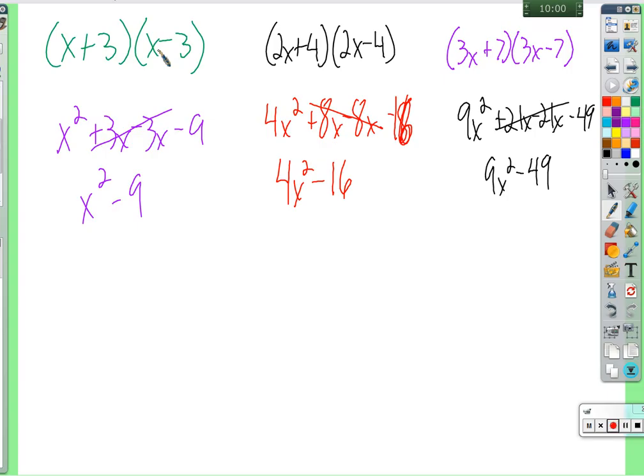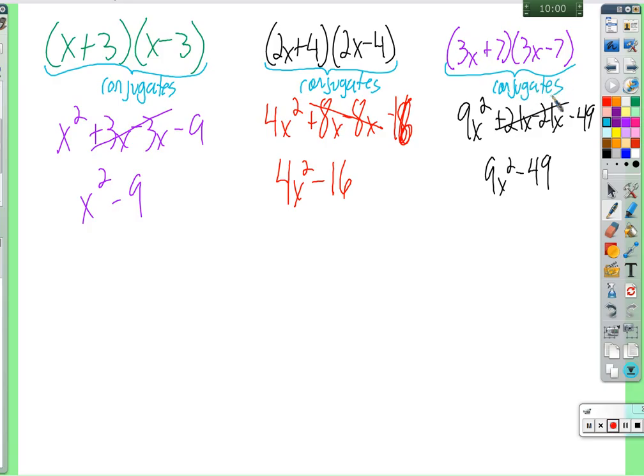Okay. There's a word for that. When you change the sign in the middle from positive to negative, or vice versa, you call those conjugates. So if they're identical except for the middle sign being changed, then you call those conjugates. When you multiply conjugates together, the middle thing cancels out. You get exactly the same thing except for their opposite. They cancel each other out, and you get no middle term. It's always true of conjugates. That's the way that works.